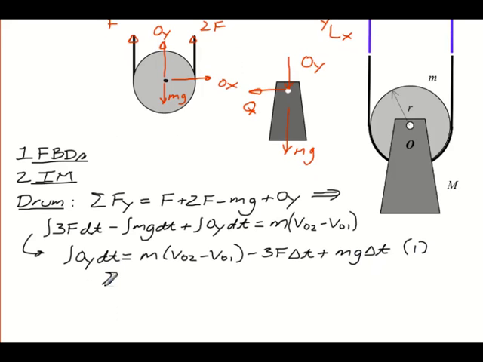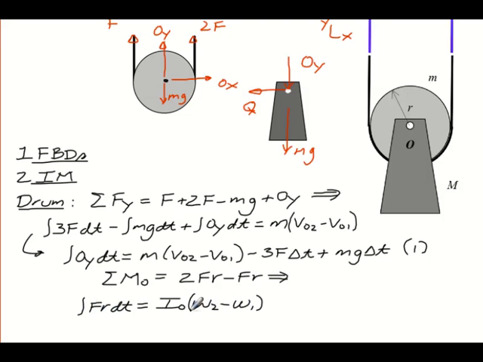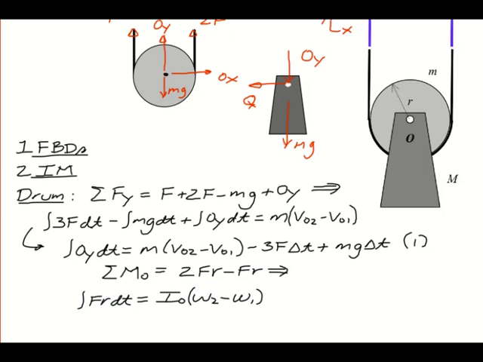I will also use the angular impulse momentum equation. Summation of moments about O, that's going to be 2F times R, positive, minus F times R, and that's all that we have. So therefore the integral of F times R dt is equal to IO times (omega 2 minus omega 1). So that's coming from the impulse momentum equation.